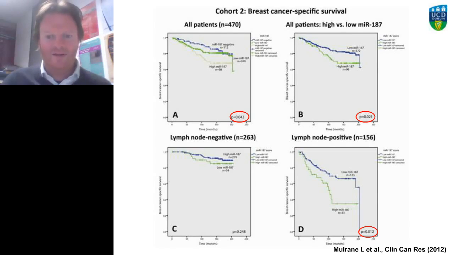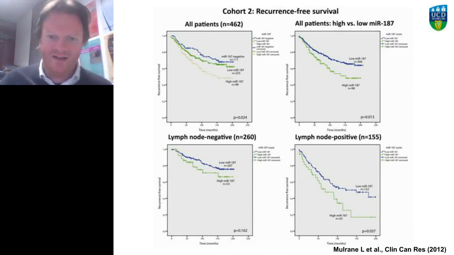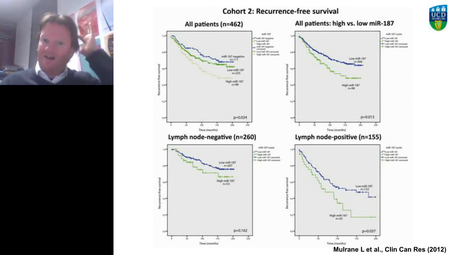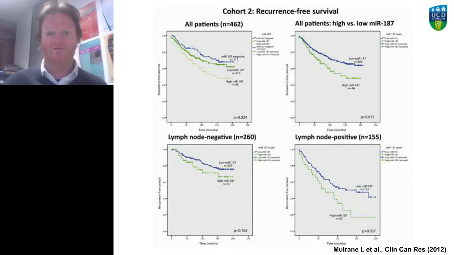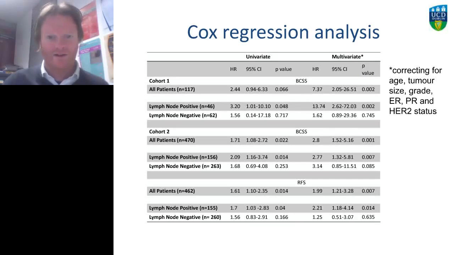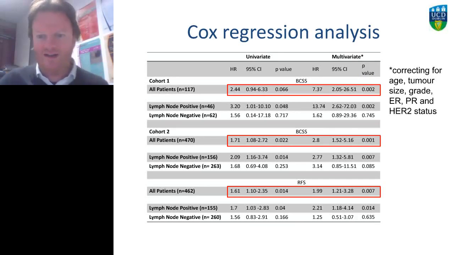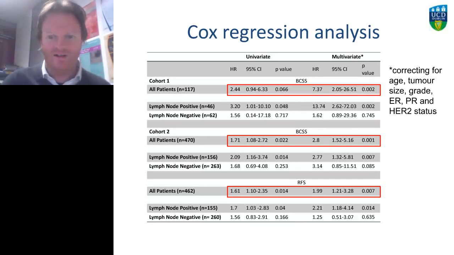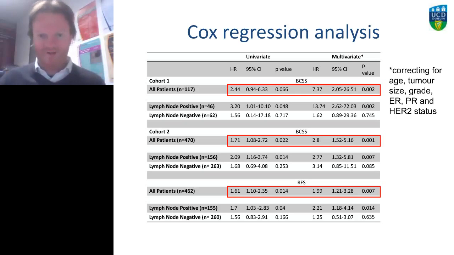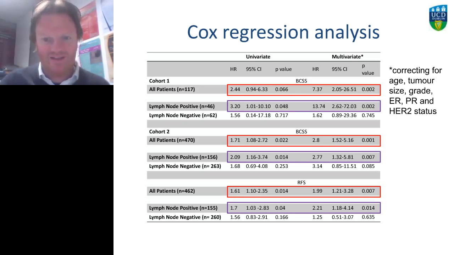If we look at recurrence-free survival, we see exactly the same thing again, that the lymph node positive patients that have high expression of this microRNA do really poorly compared to patients that have low expression of it. And again, using multivariate models correcting for age, tumor size, grade, ER status, PR status, HER2 status, miR-187 is an independent predictor of outcome in these patients, and especially in lymph node positive patients compared to lymph node negative patients. In each of these cohorts, lymph node negative patients, miR-187 expression doesn't have any impact on their outcome.